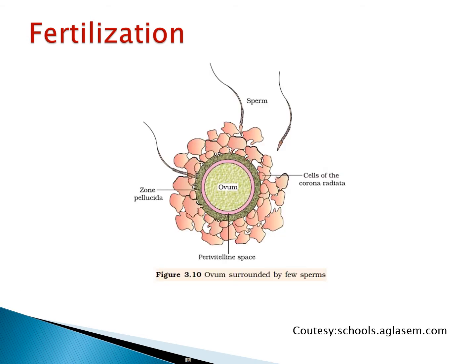So here we can see that many sperms are approaching the ovum. The outermost layer present outside the ovum is the corona radiata. This is in a radiating manner. Inner to the corona radiata is the zona pellucida. Sperms get entry inside the ovum with the help of the acrosome. The acrosome releases certain enzymes which help in breaking the walls. Once the sperm gets inside the ovum, the two nuclei fuse and it results in the formation of the zygote.